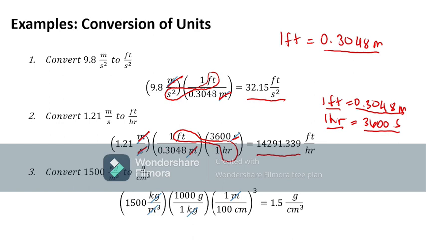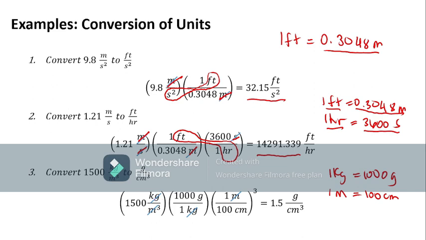Okay? Then next, convert 1,500 kilogram per cubic meter to gram per cubic centimeter. So, remember, for every 1 kilogram, we have 1,000 grams. Then for every 1 meter, 100 centimeters. 1 meter, 100 centimeters. Okay? So, here, 1,500 kilogram per cubic meter.